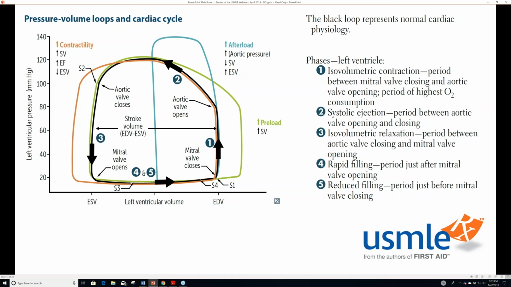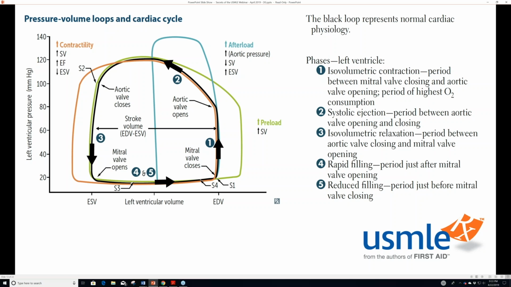Now we want to look at afterload. What do you think are some things that would increase afterload? A few things that could increase afterload would be something like aortic stenosis or systemic hypertension, and even the hand grip maneuver. But how would we expect our curve to change if we increased afterload? Well, if you increase afterload, then it's going to require more pressure to actually get blood out of the left ventricle. This is going to increase the time in your isovolumic contraction phase. And the thing to note here is that, remember, your time in the isovolumic contraction phase is the time of the highest oxygen consumption.